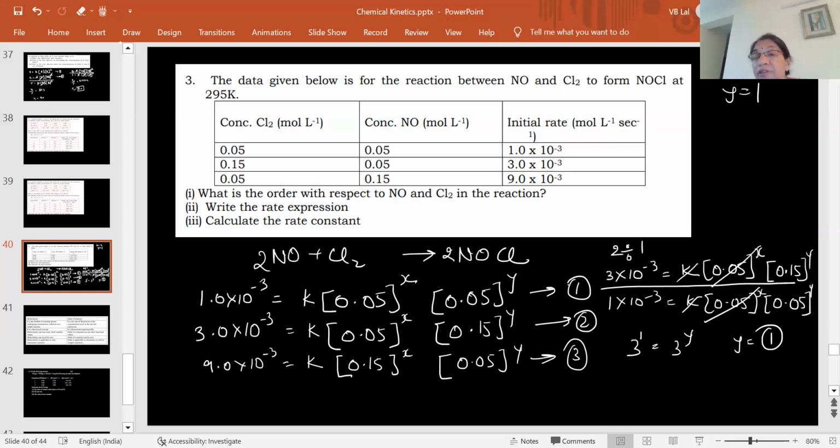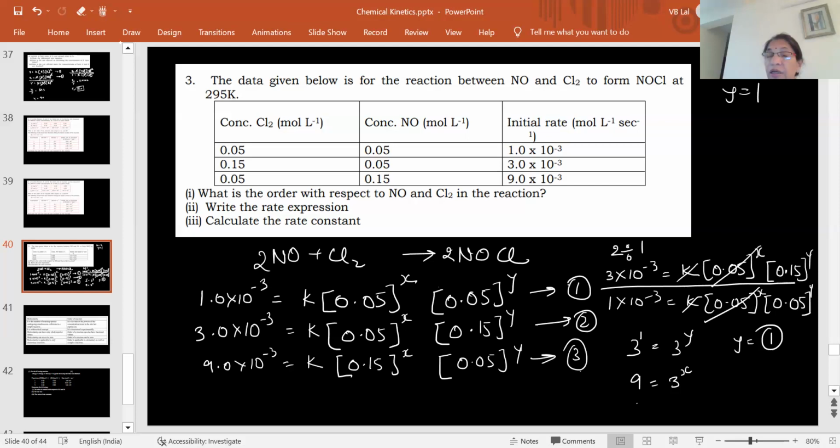All right. Similarly, if I do the same thing by dividing 3 by 1, what will I get? I will get 9 is equal to 3 raised to X.